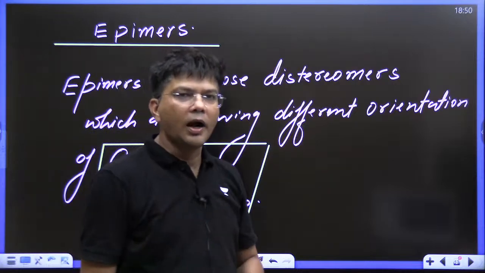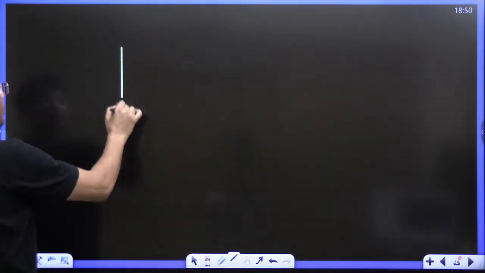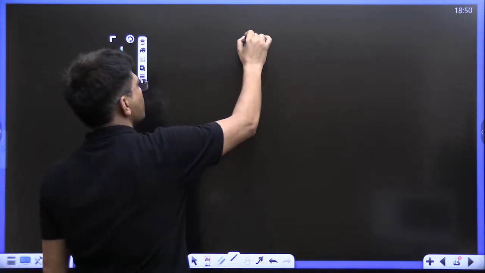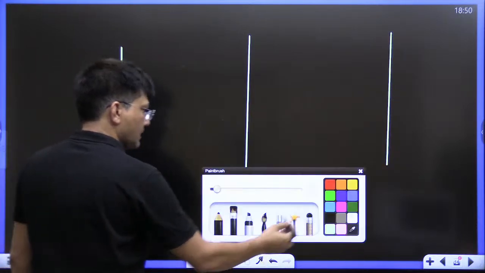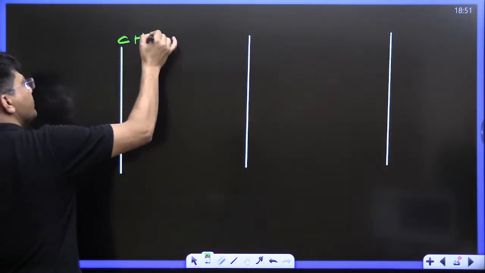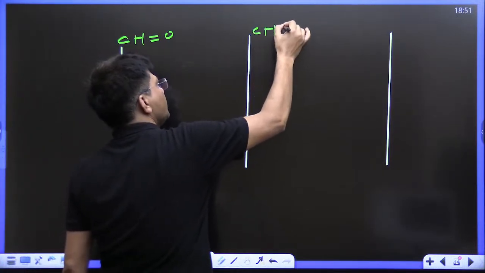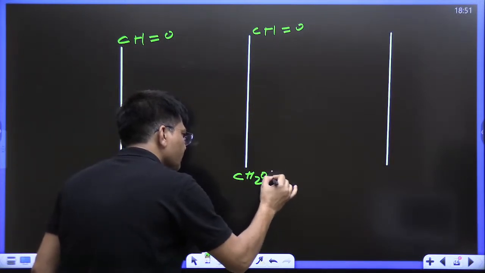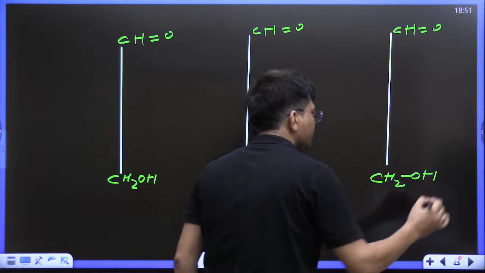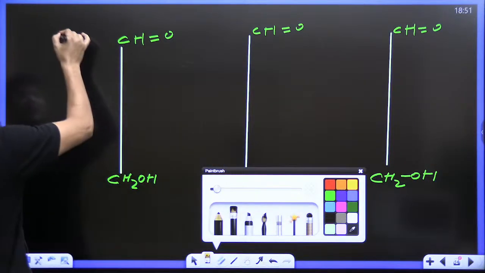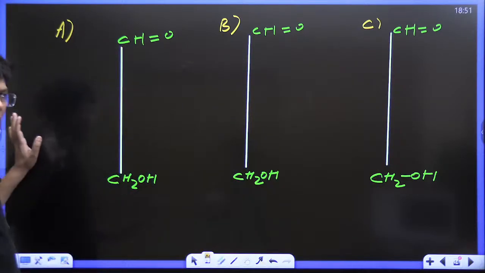Now how to understand it? Just focus over here. If I draw three compounds, just try to understand, kids. Three compounds I am going to draw: 1, 2, 3. These three compounds will change your life. Definitely will change your life. And these are your favorite compounds. C double bond O, CH2OH, CH double bond O, CH2OH, CH double bond O, CH2OH. Till now, is there any difference between A, B and C? No difference. All three are looking the same.